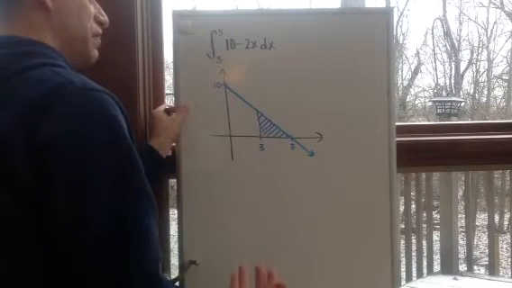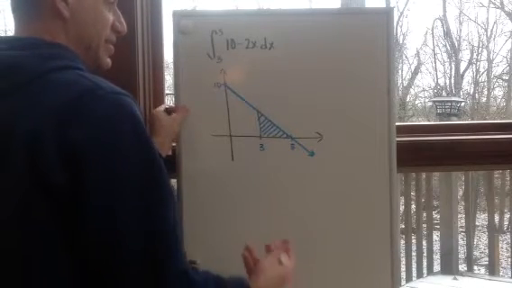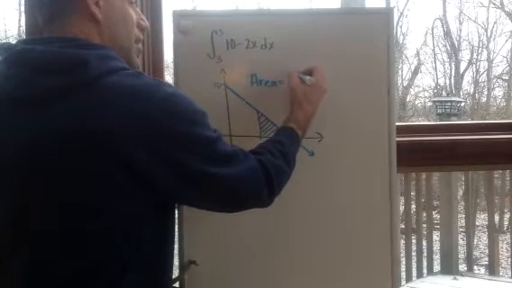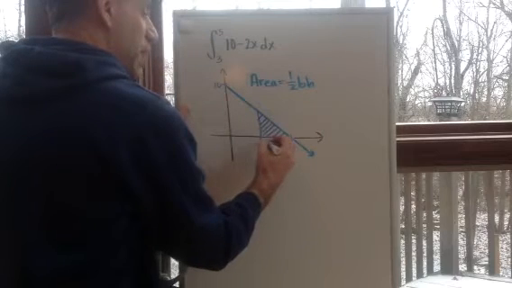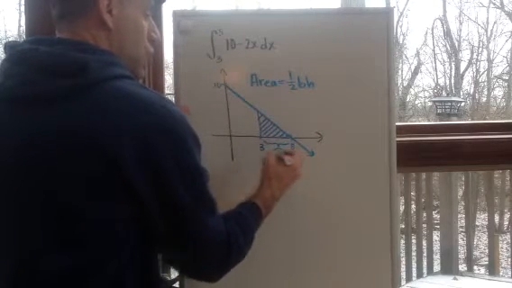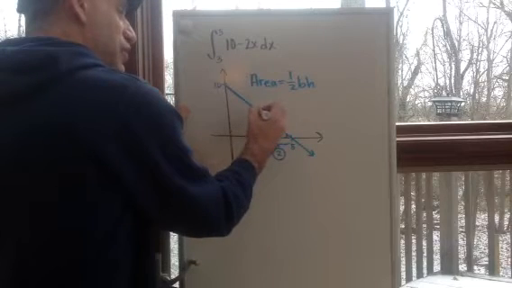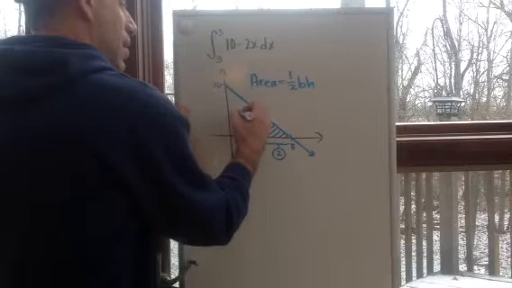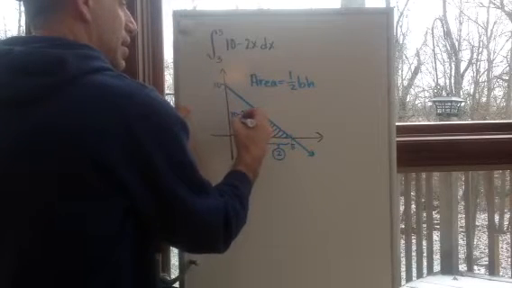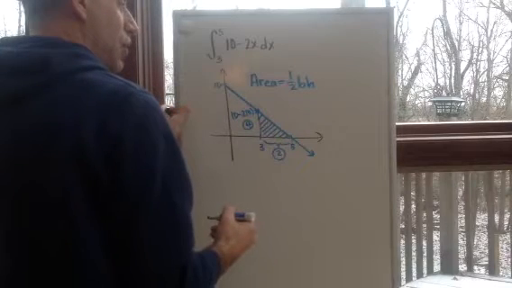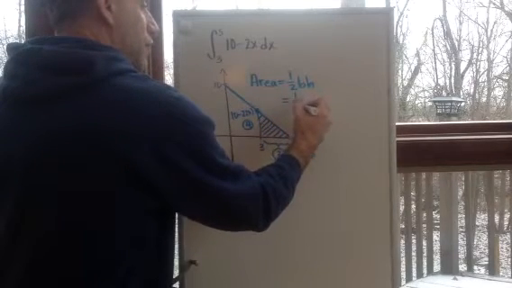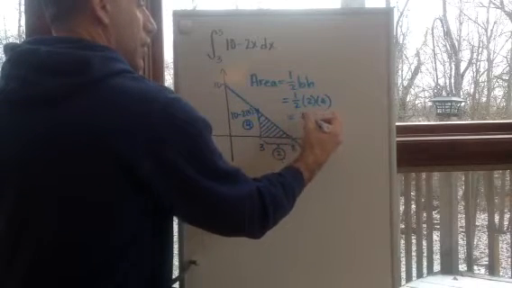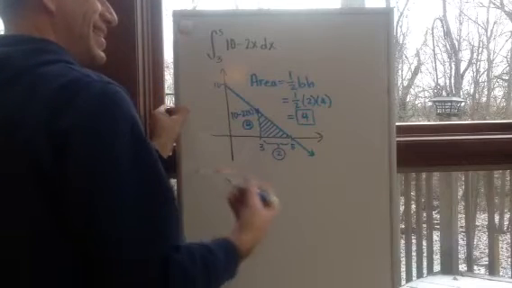We know how to find the area of a triangle. We've known it for years. It's just 1/2 base times height. So to evaluate this integral, I can find the area here, 1/2 base times height. The base is just 2. And then the height is what this function is equal to at 3. Okay, so I would do 10 minus 2 times 3. Okay, 10 minus 2 times 3 is 4. So we're looking at 1/2 times 2 times 4. So this area is equal to 4.